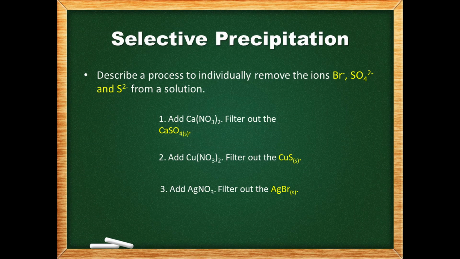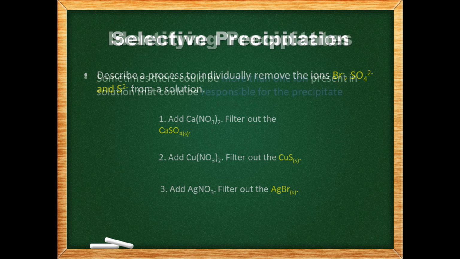Here is an alternate method of representing what we just did. The steps list the reagent added and the resulting precipitates. Another way to remove the precipitate would be to centrifuge so the precipitate settles and then decant off the supernatant solution which contains the remaining ions.